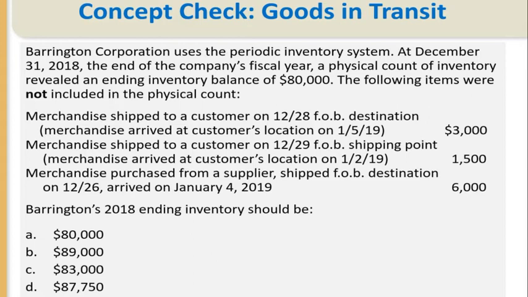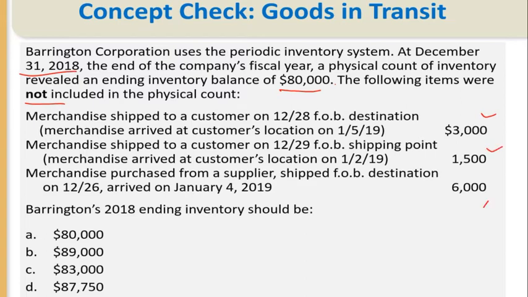Barrington Corporation uses the periodic inventory system. At December 31st, 2018, the end of the company's fiscal year, a physical count of inventory revealed an inventory balance of 80,000. The following items were not included. So the question is whether we should include them in the counting or not.